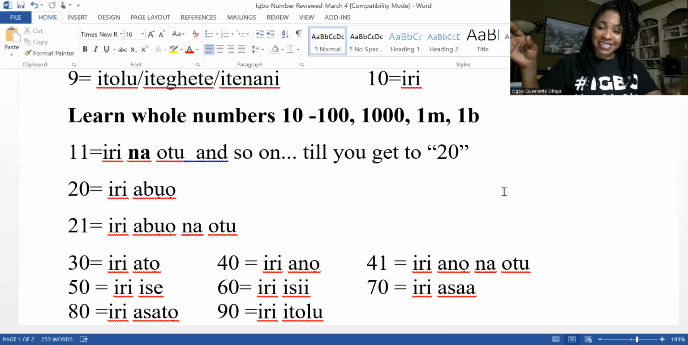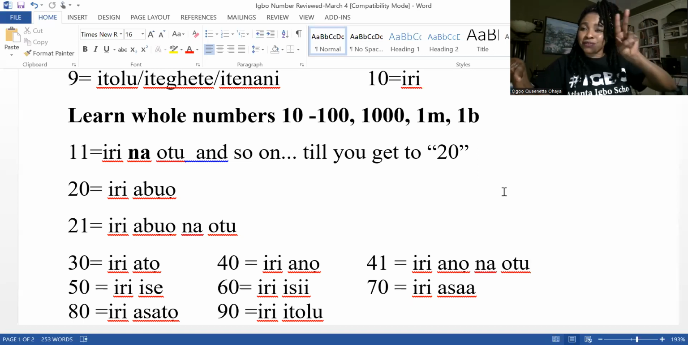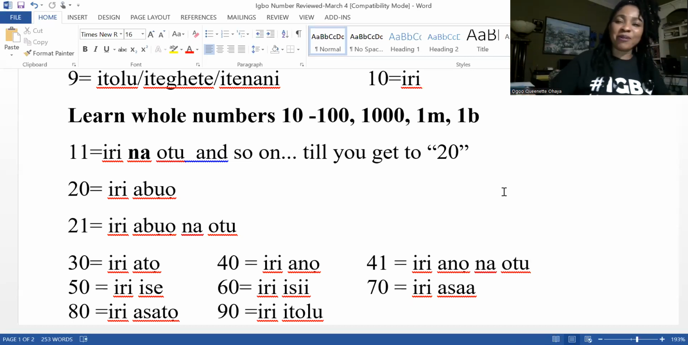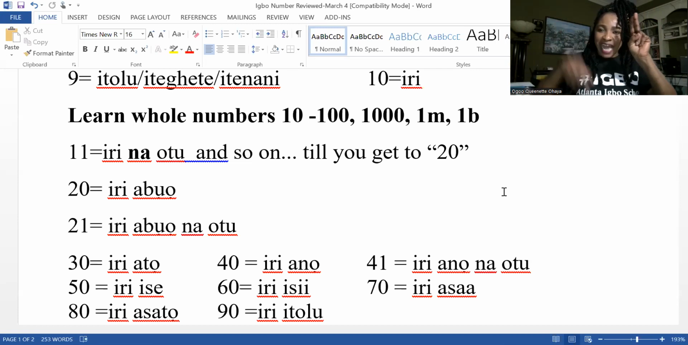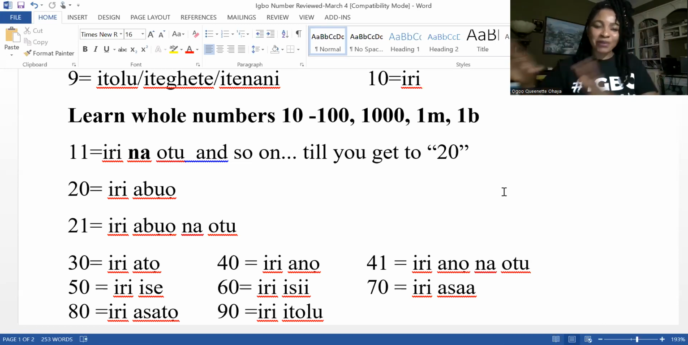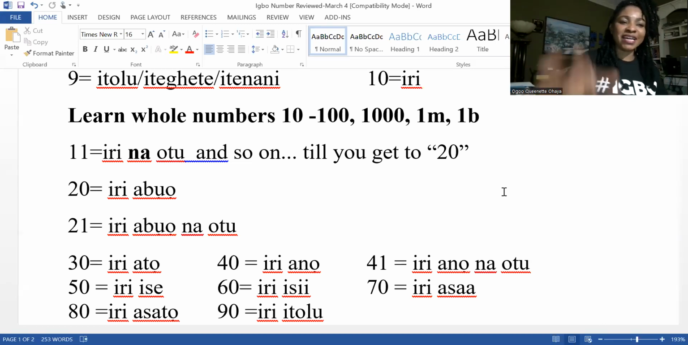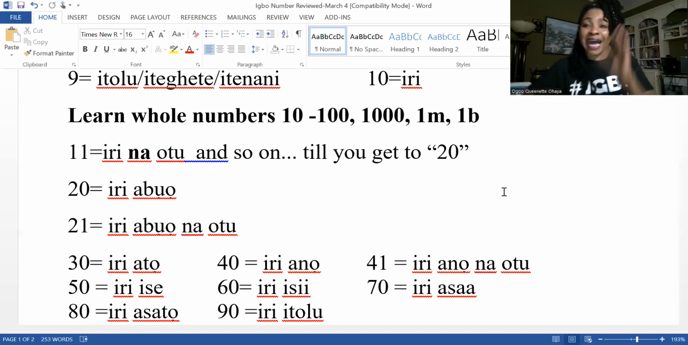21. Remember, 20 is what? Iri abụọ. 2 tens, iri abụọ. Now, you start plugging in 1 to 9 again. Iri abụọ, then you put the preposition na in the middle. Iri abụọ na otu. Iri abụọ na abụọ. Iri abụọ na atọ. Iri abụọ na anọ. Iri abụọ na ise. You keep going and keep going and keep going. Okay, so that's how I do it, until you get to 30.